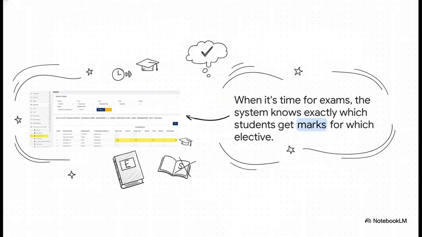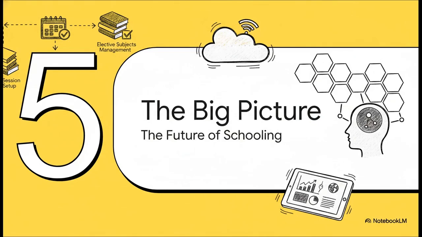When it's time for exams and teachers need to enter marks, the system automatically shows the correct elective subject for each student. The teacher just has to type in the grade. This totally eliminates confusion and makes sure every student's report card is 100% accurate. It's brilliant. So let's zoom out for a second.